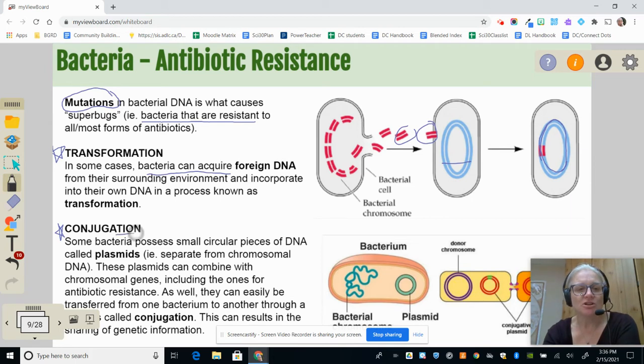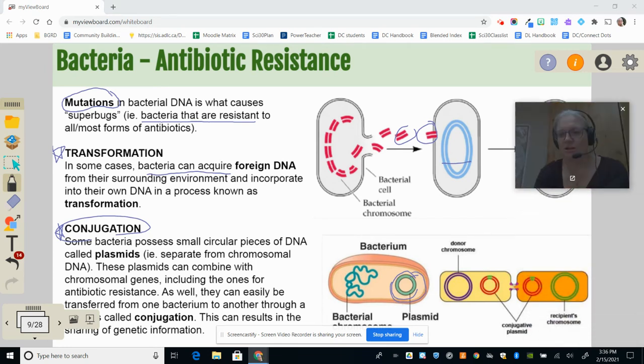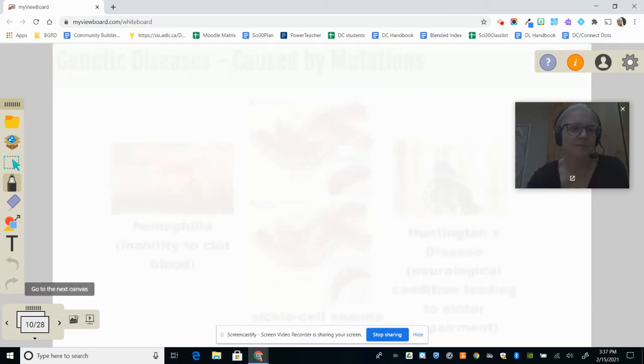And then there's conjugation. So some bacteria have these plasmids, and they can actually pass the whole plasmid from one bacteria to the other. So they form kind of a channel through which they can pass their plasmid DNA. So they don't actually have to reproduce to pass on DNA in this case. All right, so this is called conjugation, the sharing of genetic information.